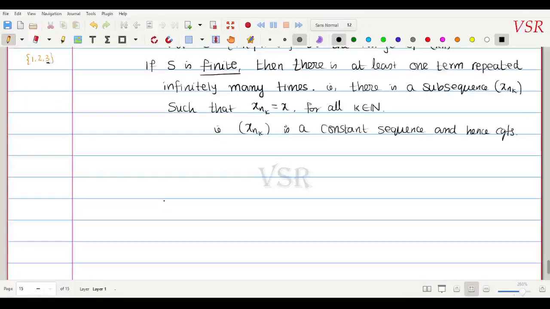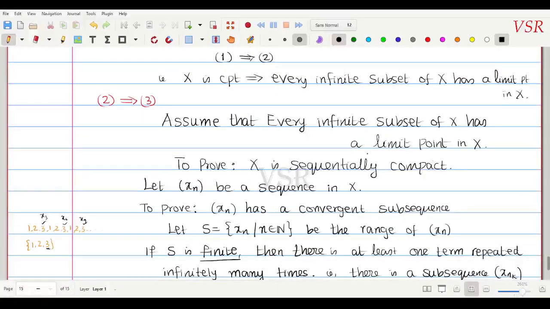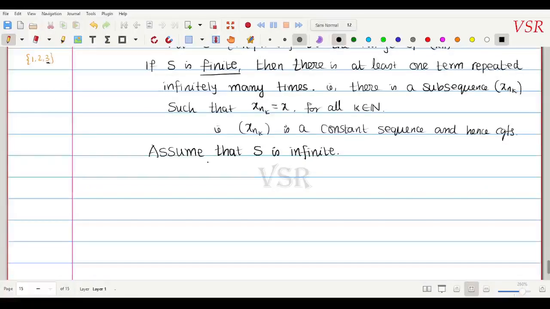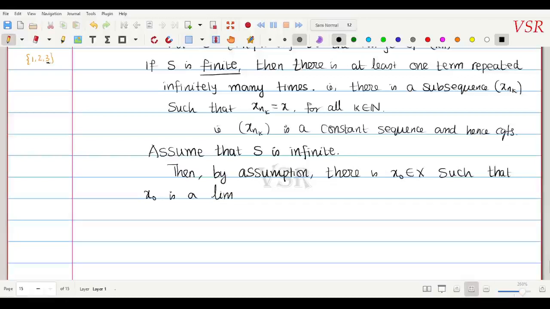So assume that capital S is infinite. Check: our assumption is every infinite subset of X has a limit point in capital X. By assumption, there is some x naught belonging to capital X such that this x naught is a limit point of S.